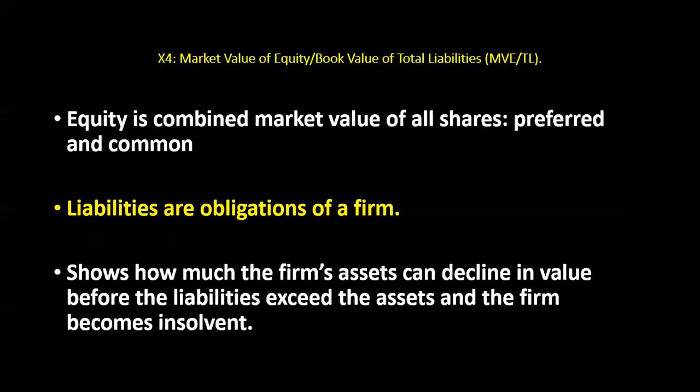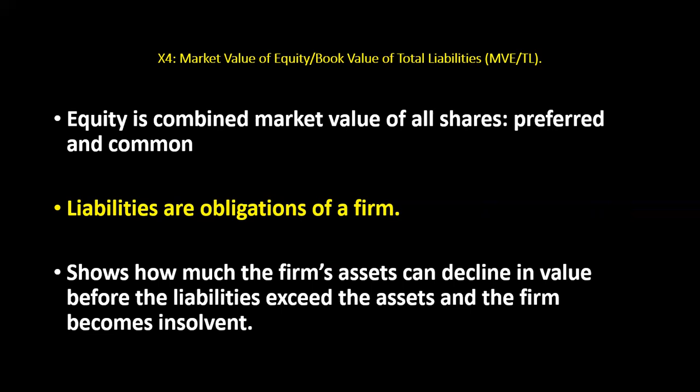X4, market value of equity by the book value of equity. Equity by total liabilities is also the inverse of the debt equity ratio. Equity here is a combination of common shares and preferred shares, at the market value. And the liabilities are the obligations of the firm. We know that equity is the residual claim. So if the firm has a high equity, the ability of the firm to meet the long-term obligation is said to be high.